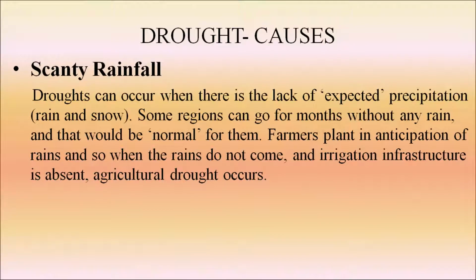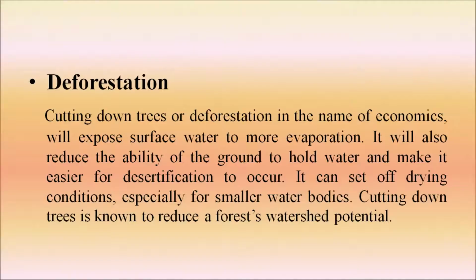Some regions can go for months without any rain, and that would be normal for them. Farmers plant in anticipation of rains, and so when the rains do not come and irrigation infrastructure is absent, agricultural drought occurs. Next is deforestation. Cutting down trees, or deforestation, in the name of economics will expose surface water to more evaporation.